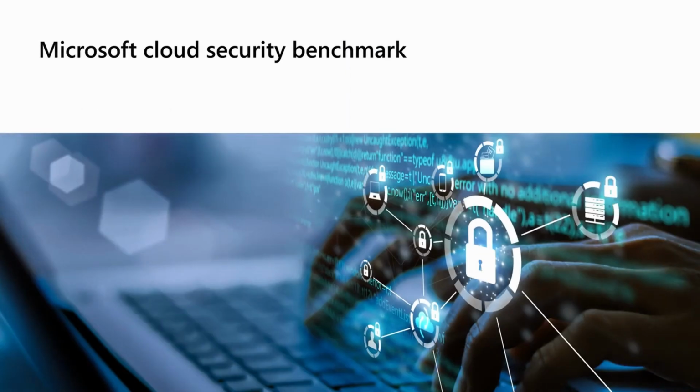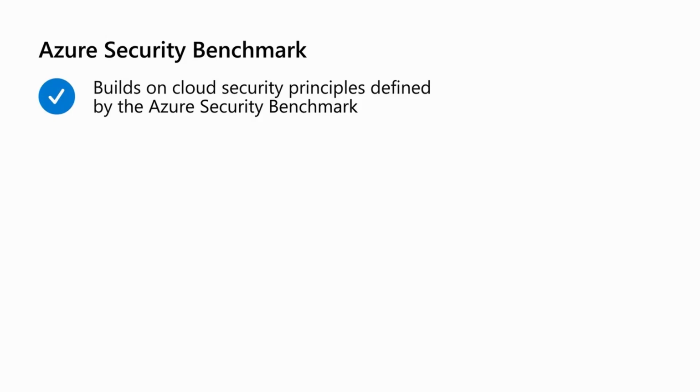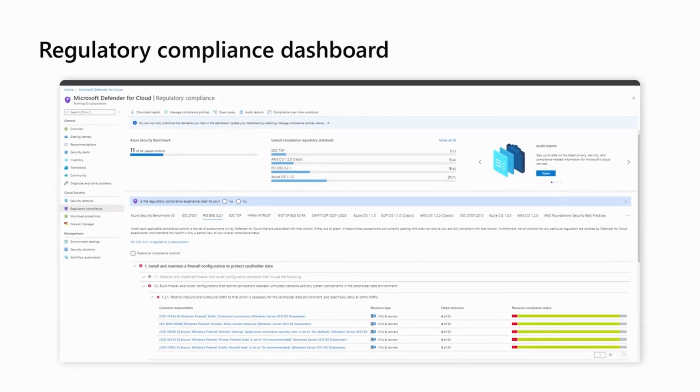The Microsoft Cloud Security Benchmark is automatically assigned to your subscription accounts when you onboard Defender for Cloud. It includes a collection of impactful security recommendations you can use to help secure your cloud services. Let's explore Microsoft Cloud Security Benchmark more. This benchmark builds on the cloud security principles defined by the Azure Security Benchmark. These principles are applied with detailed technical implementation guidance for Azure, other cloud providers such as AWS and GCP, and other Microsoft clouds. The Regulatory Compliance Dashboard gives you a view of your overall compliance standing.